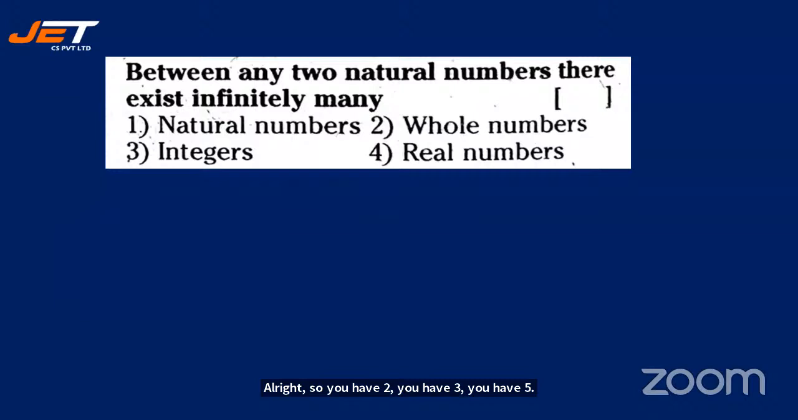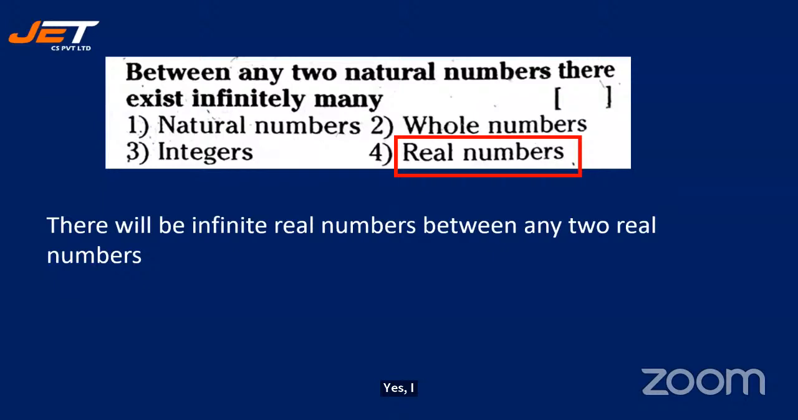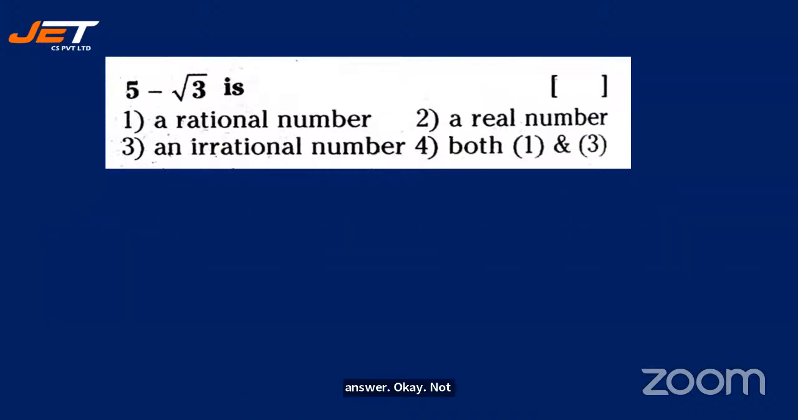Between any two natural numbers, there exist infinitely many dash. So between two natural numbers, there exist infinitely many dash. Many what? Natural numbers, whole numbers, integers, real numbers? Yes, I think let's move to the answer. It is real numbers, because there will be infinite real numbers between any two natural numbers. All right, students? Yes. See the next question.